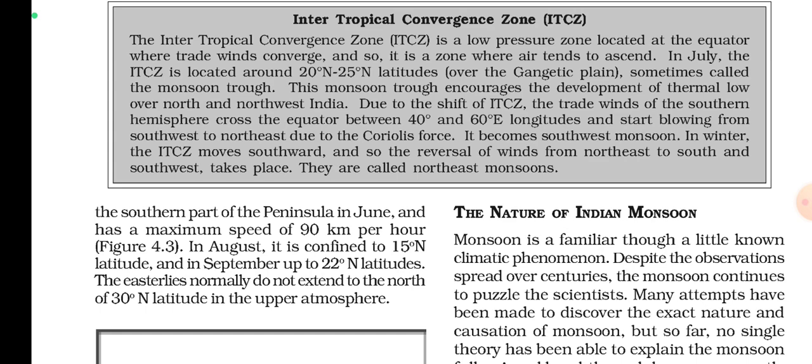Easterlies normally do not extend to the north of 30 degrees north latitude in the upper atmosphere. Intertropical convergence zone. The intertropical convergence zone or ITCZ is a low pressure zone located at the equator where trade winds converge, and so it is a zone where air tends to ascend.